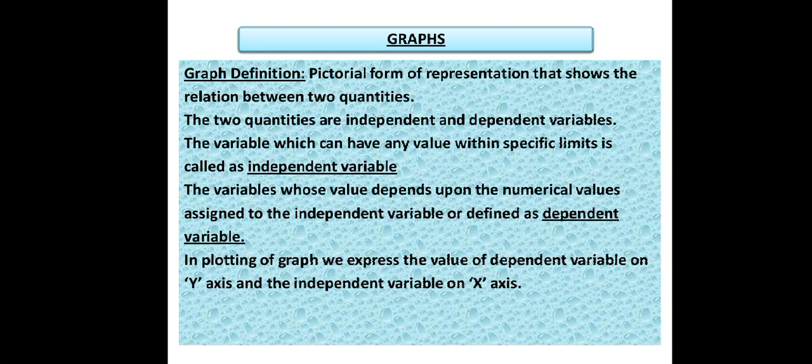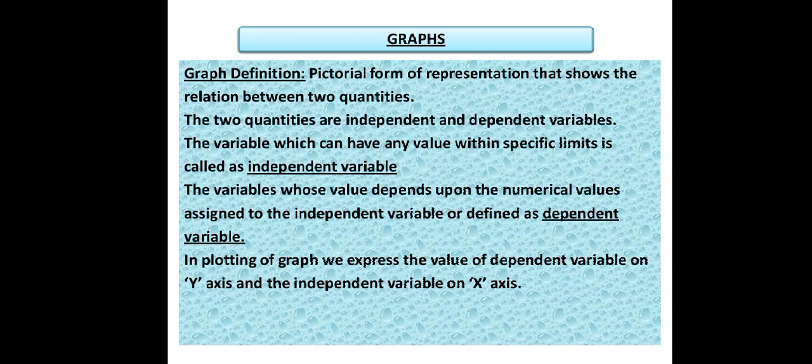Now, let us understand what a graph is. It is a pictorial representation that shows the relation between two quantities. These two quantities are nothing but the physical quantities we discussed earlier. Of the two physical quantities we are going to plot against each other, one should be independent and the other dependent. We call these physical quantities variables also. Here, one is the independent variable, the other one is the dependent variable.